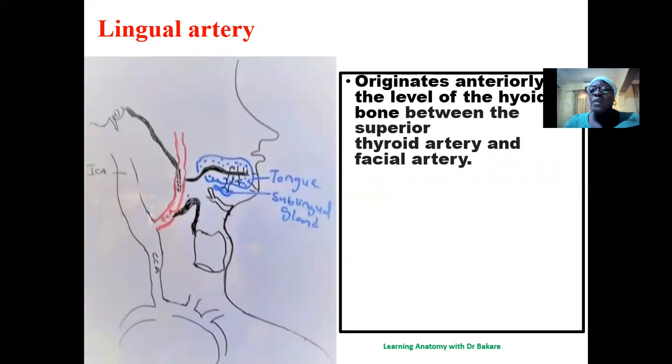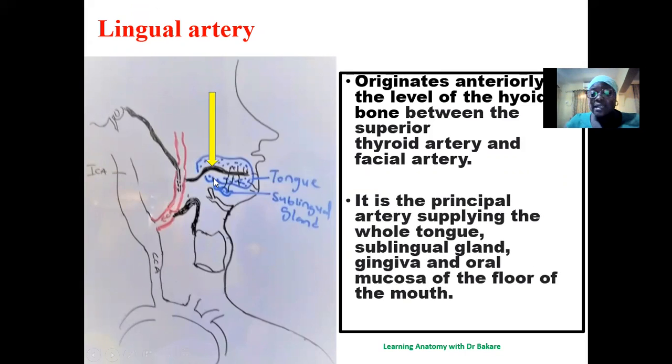Then we have the lingual artery. The lingual artery originates at the level of the hyoid bone. From the name lingual, it supplies the tongue. So it runs in the anterior part of the external carotid artery, just around the level of the hyoid bone. This is the lingual artery that supplies the whole of the tongue. It also gives supply to the lingual gland that is located in the floor of the oral cavity, and also gives blood supply to the mucosa of the oral cavity.